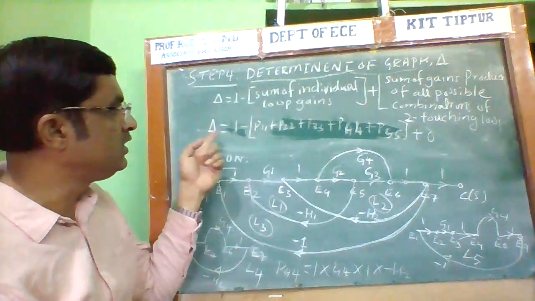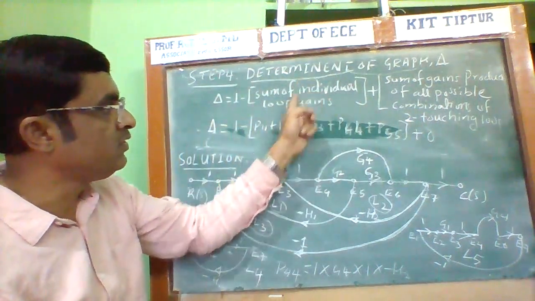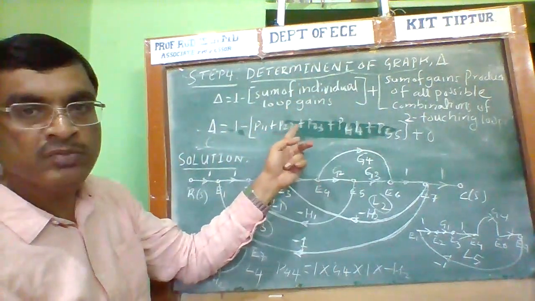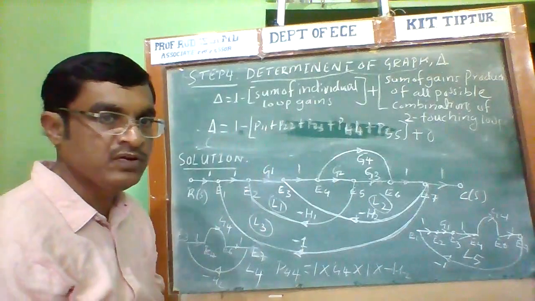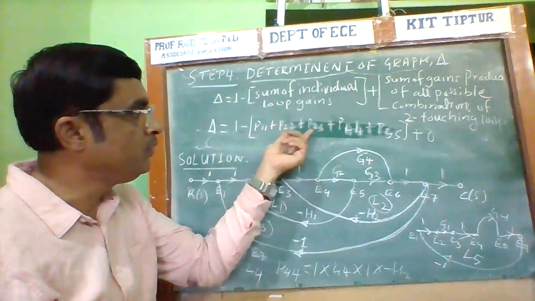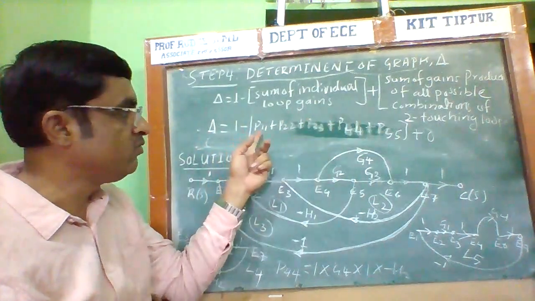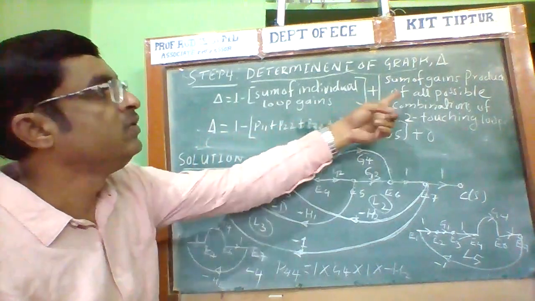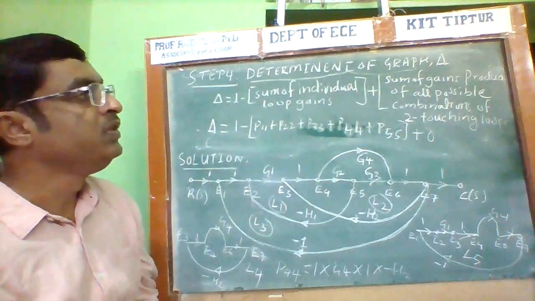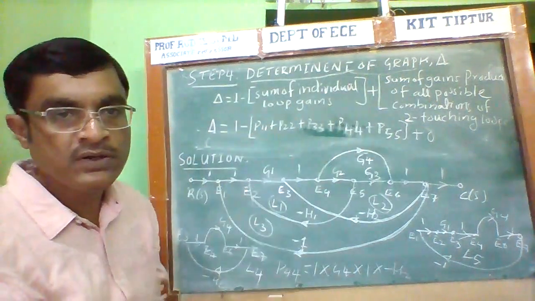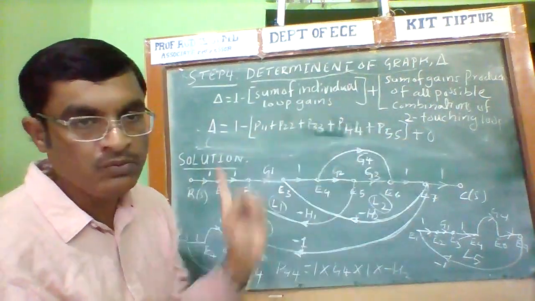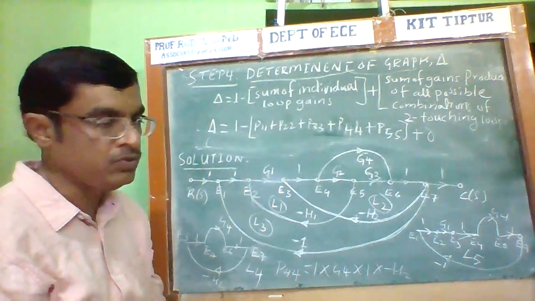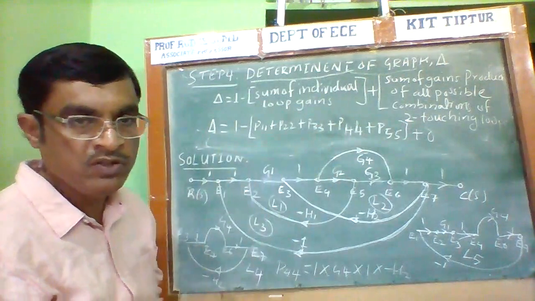Here, what is the sum of individual loop gains? I have calculated it: P11 plus P22 plus P33 plus P44 plus P55. These are the individual loop gains. We have calculated these values; substitute them in this particular formula. The sum of gain products of all possible combinations of two non-touching loops is 0, because there are no combinations of two non-touching loops. So that term is equal to 0.